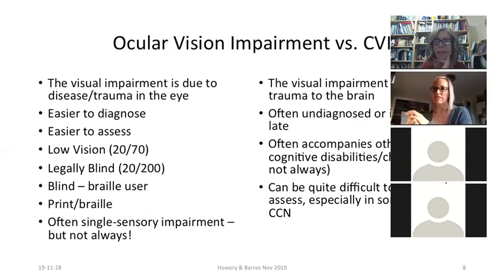Flip it over to the other side, ocular impairment on the left, CVI on the right. Now we're talking about visual impairments that happen in the brain. It's often undiagnosed or it's diagnosed very late. It often accompanies other physical, cognitive challenges, motor challenges, communication challenges, and it can be quite difficult to accurately assess. So really different pictures in terms of trying to understand what the vision person's role is and what they're trying to navigate.